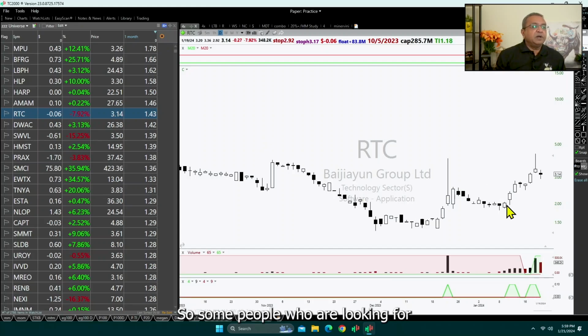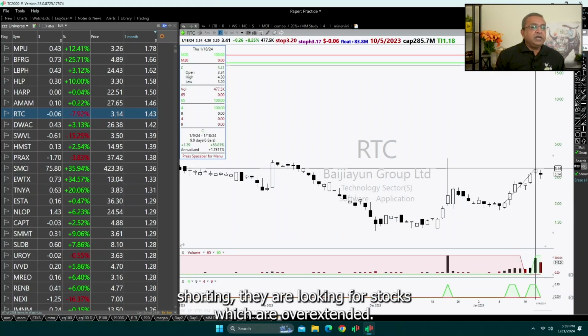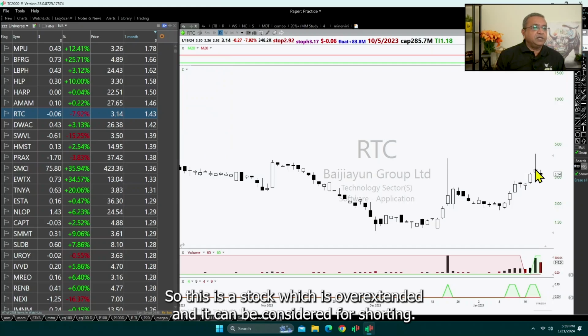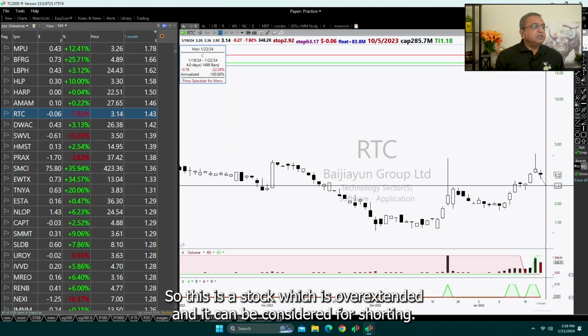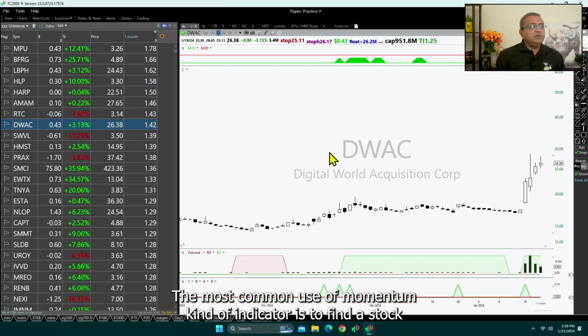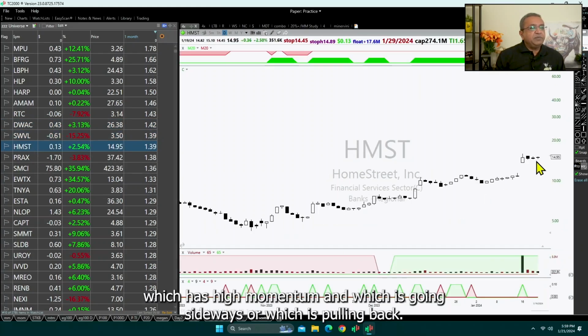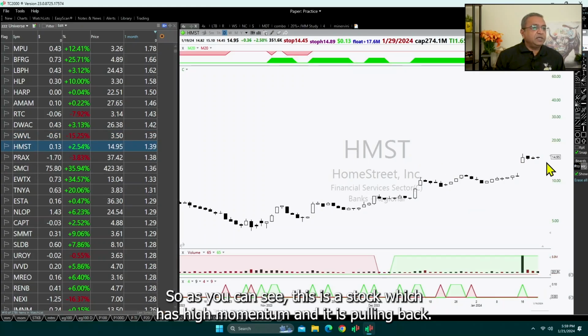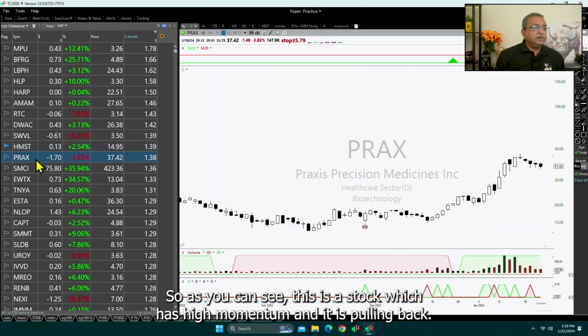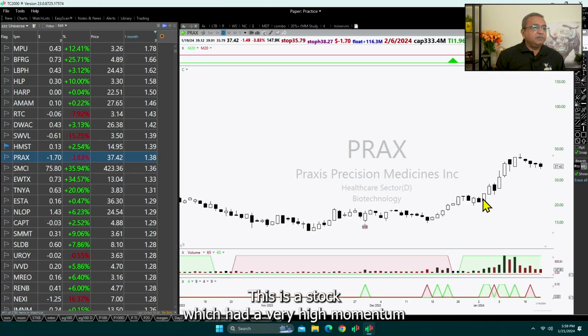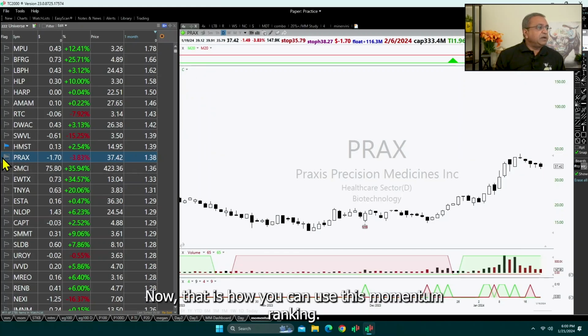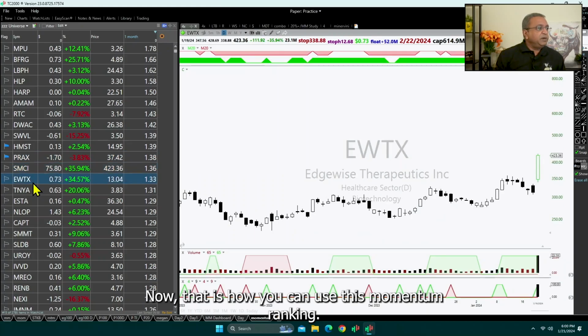Some people who are looking for shorting will be looking for stocks which are overextended. So this is a stock which is overextended and it can be considered for shorting. The most common use of a momentum indicator is to find a stock which has high momentum and which is going sideways or pulling back. As you can see, this is a stock which has high momentum and it is pulling back. Or this is a stock which had a very high momentum here, went up 105% and is having a small pullback now. That is how you can use this momentum ranking.